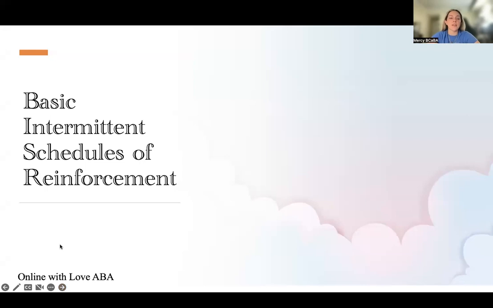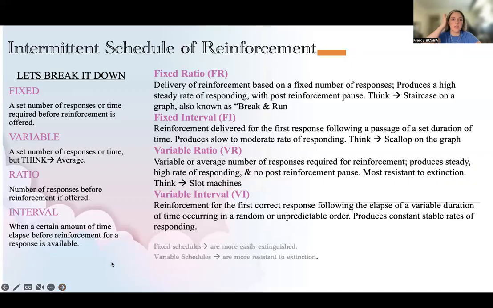So now we're going to go into basic intermittent schedules of reinforcement. So let's break it down. I like to teach these this way, and this is what helped me be able to put these together on a question. So let's break it down into 4 different terms.